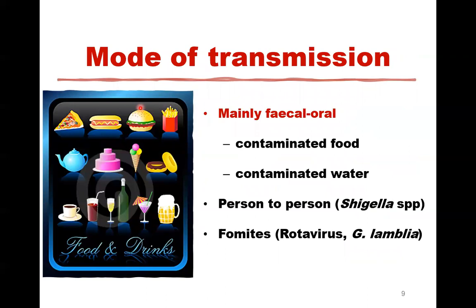So how is infection acquired? Being a GI pathology, most agents are acquired through either contaminated food or water. There are some exceptions to the rule. For example, with Shigella species, you can have person-to-person contact, particularly when you use the bathroom and you don't wash your hands. It's possible to pass it on to someone else through a handshake, okay? You can also have transmission of some agent through fomites. You know what fomites are?